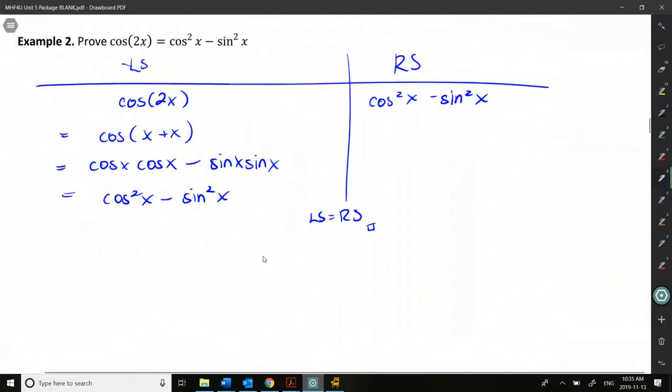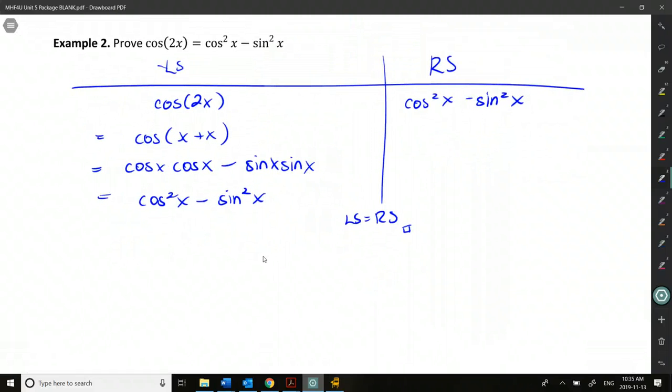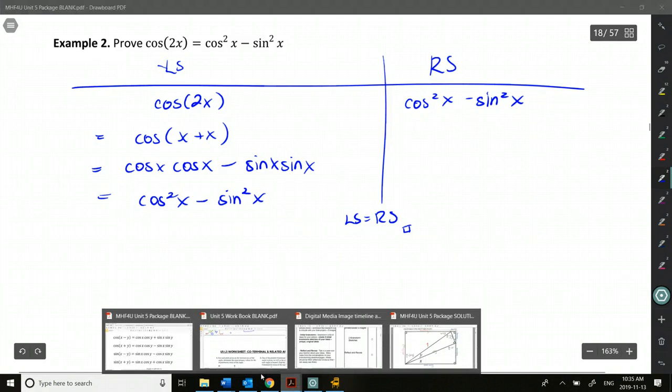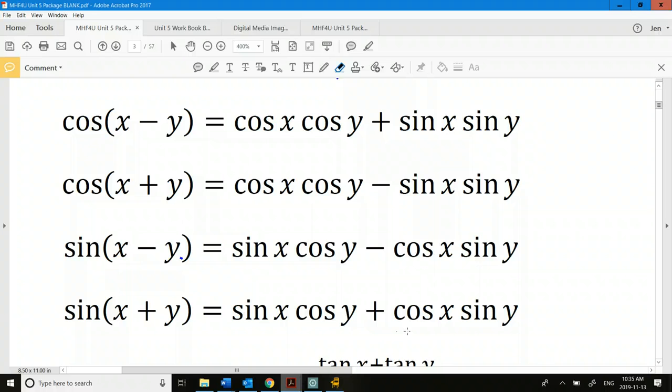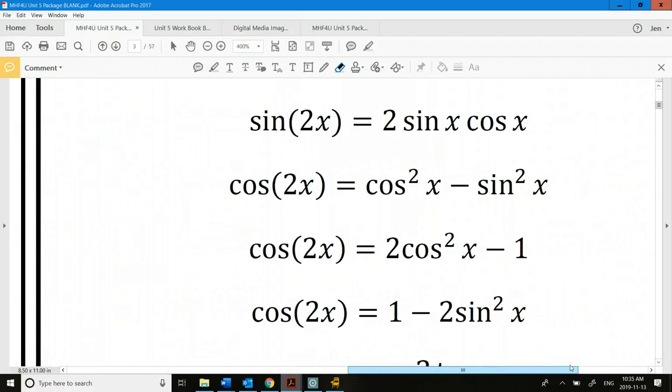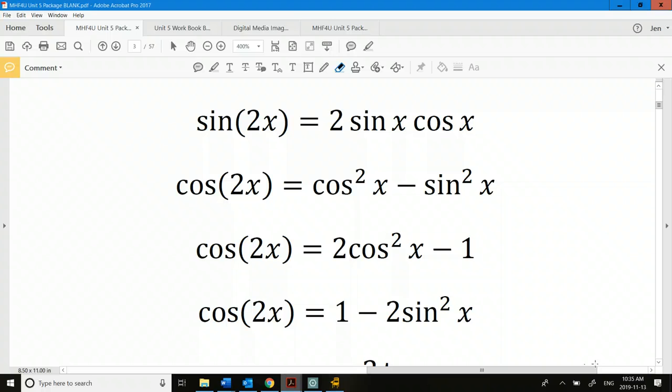All right, so we've got a little bit more space here, and that's because if you look at your sheet, there are actually 2 more cosine double angle formulas. So I'll just show you them here. We have the sine double angle formula that we just proved, and the cosine double angle formula that we just proved. But there are two more cosine double angle formulas, and they basically come from the first one, just plugging in the identities for cos squared x and sine squared x. So from the first identity, the following two follow.